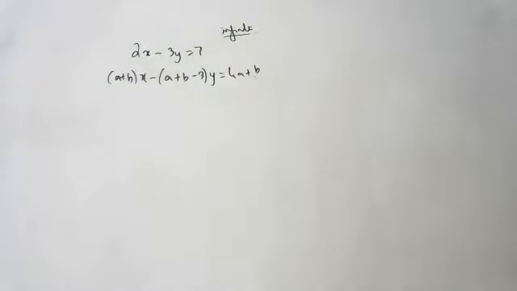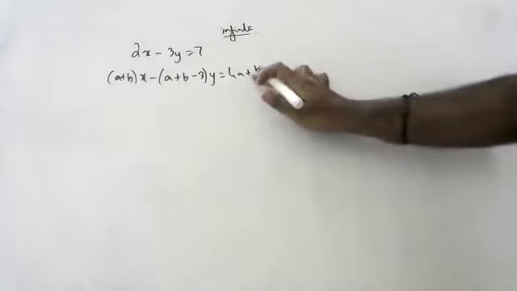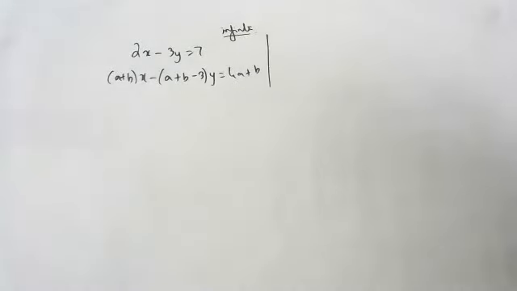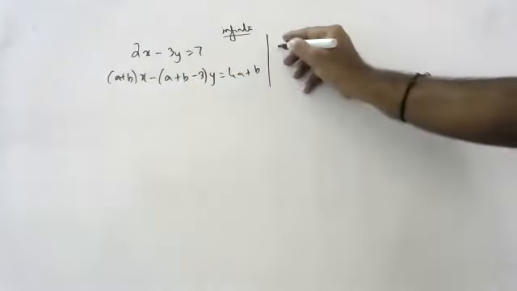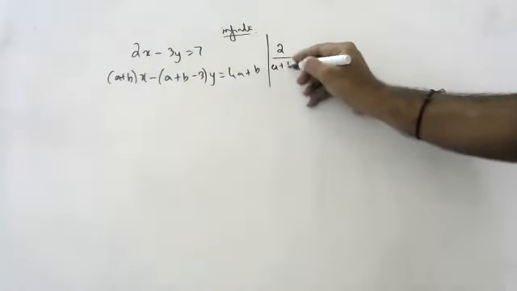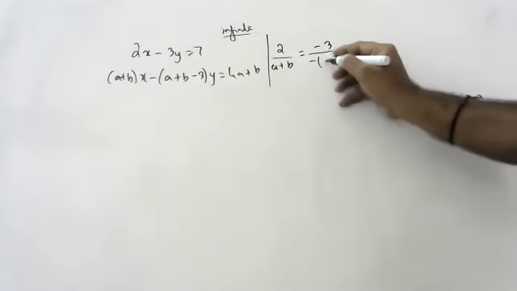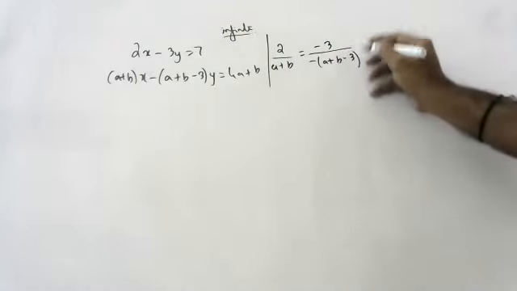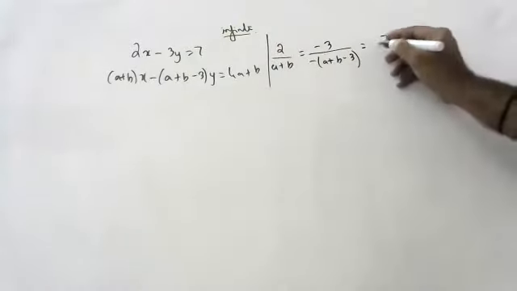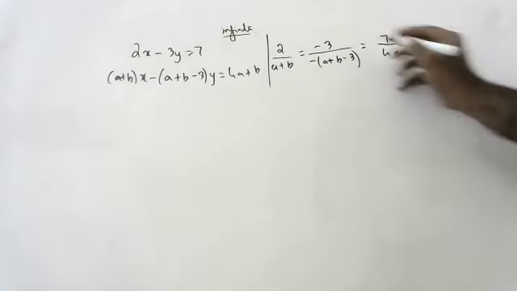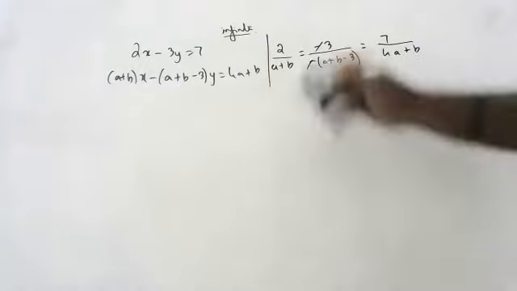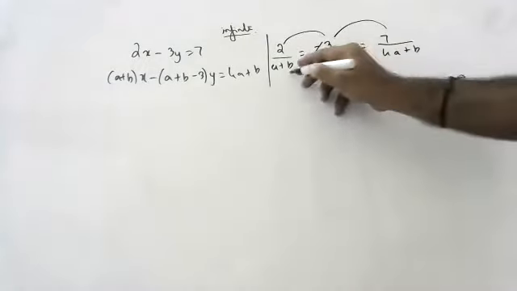Bhavika, can you tell? Bhavika is there? Yes, sir. Tell. Very good. 2 by a plus b, minus 3 by minus a plus b minus 3, by 7 by 4a plus b. Go on. Yes, so this is possible.